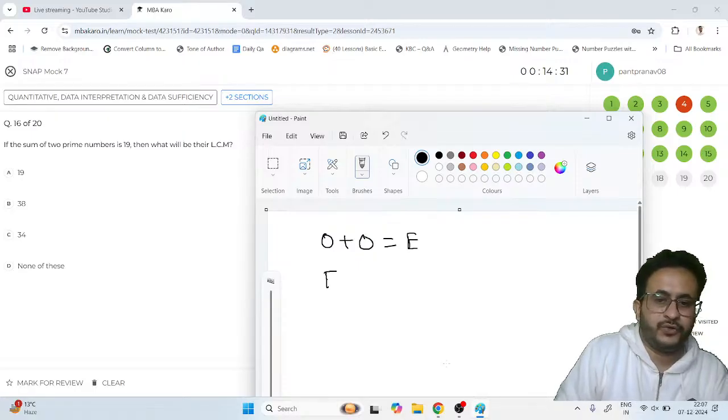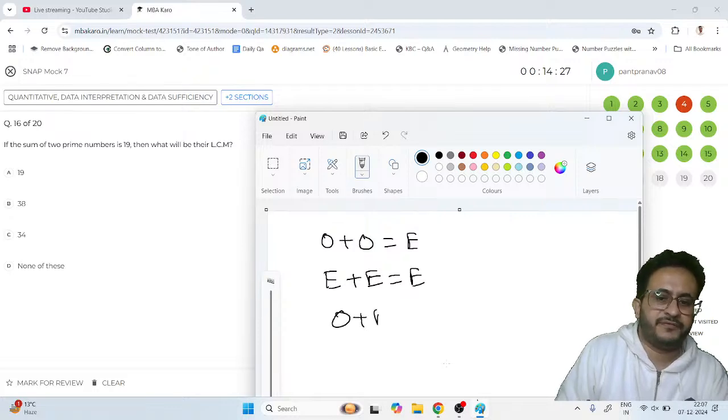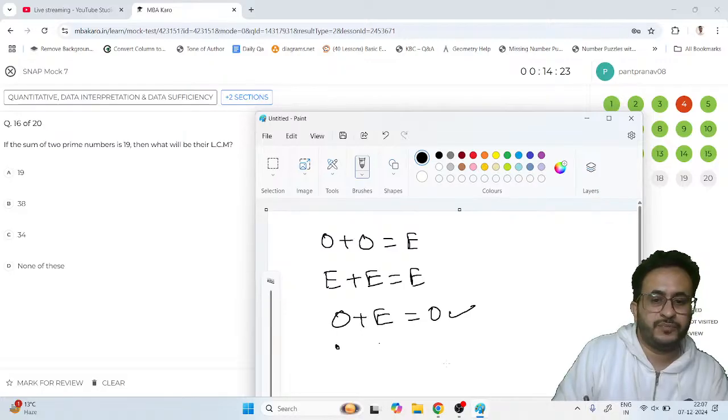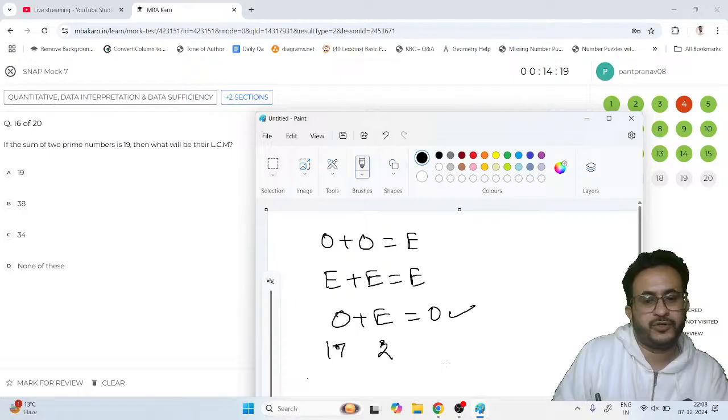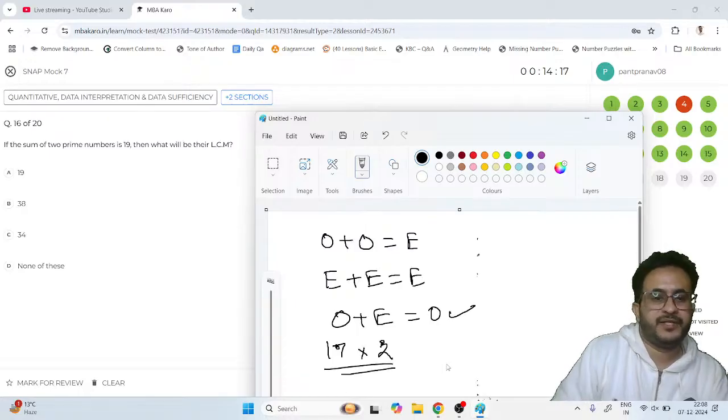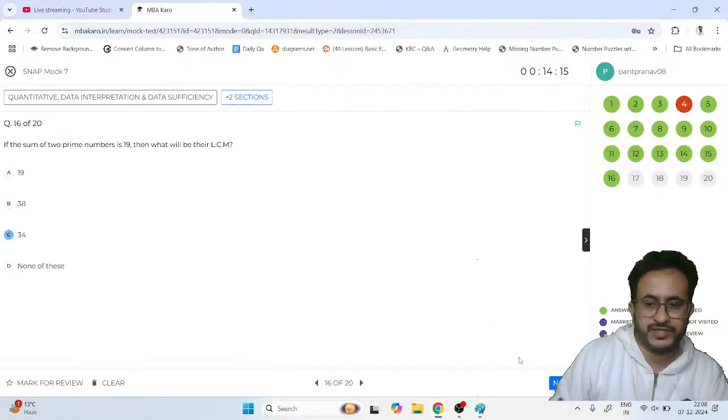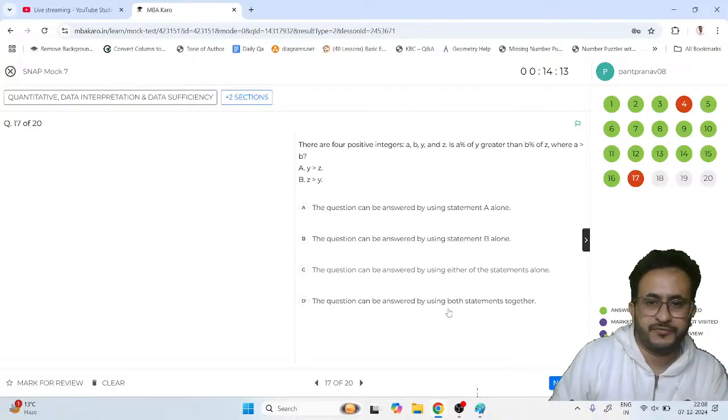Okay. If you add two even numbers, the sum will be even. If you add one odd and one even number, the sum will be odd. The sum is given as odd. So one should be odd, one should be even. So even prime number is 2, odd prime number should be 17. Their LCM will be 34. So it was an easy picking as compared to some of the questions.